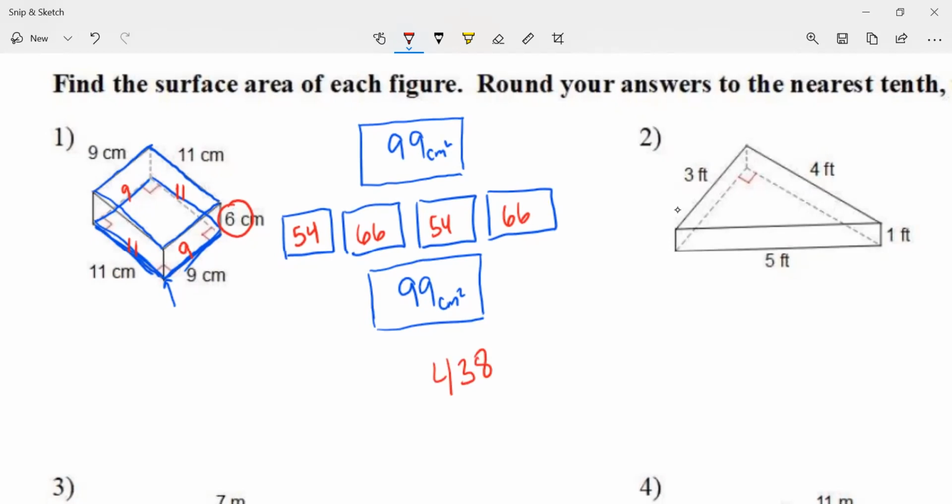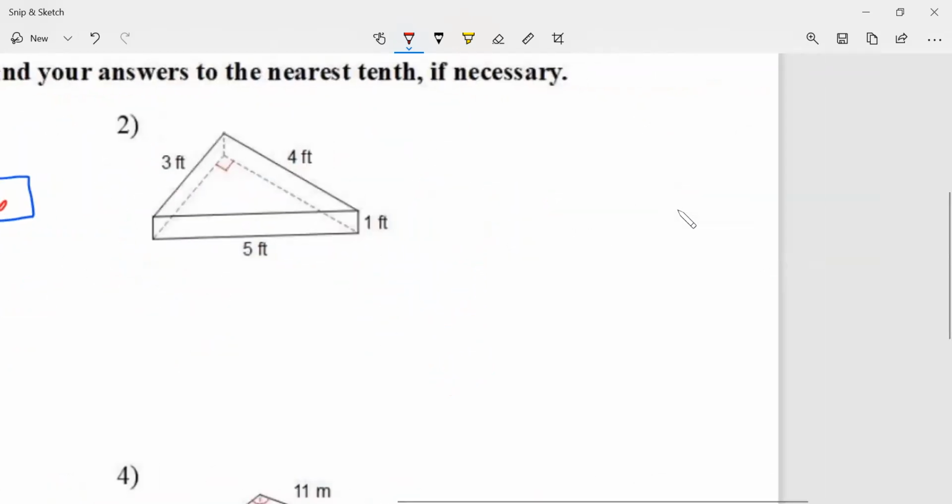Again, for us to understand, this is 438 square centimeters, but I'm just going to ask you for the number. It says round it to the nearest tenth if necessary. I don't have decimals, but sometimes I will. Let's take a look at question number 2.